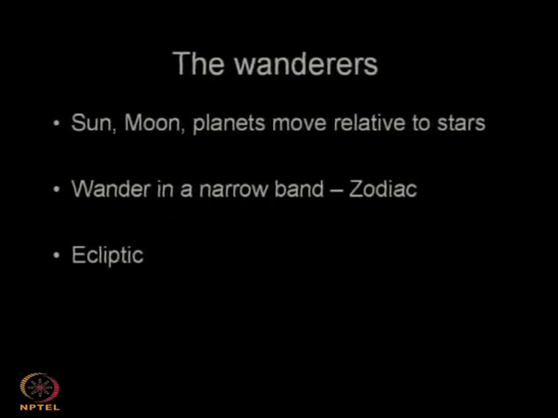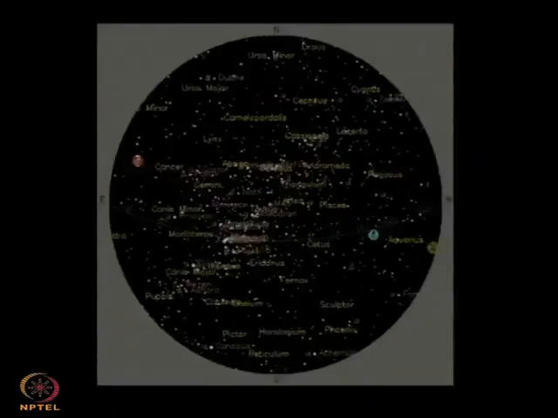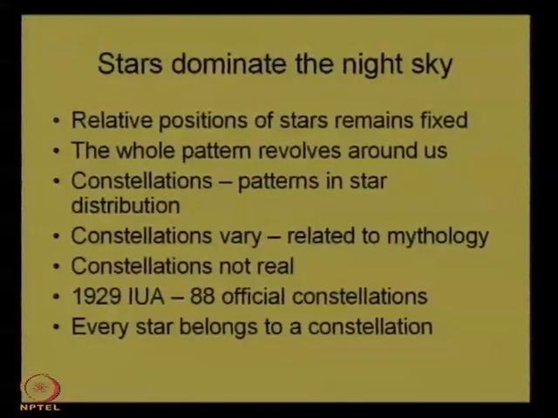So, we have discussed very briefly the fixed objects in the sky, the stars, and people have visually identified certain patterns called constellations. There is another point which I should mention before we go ahead. The point is that the constellations are not real. What do I mean by this?